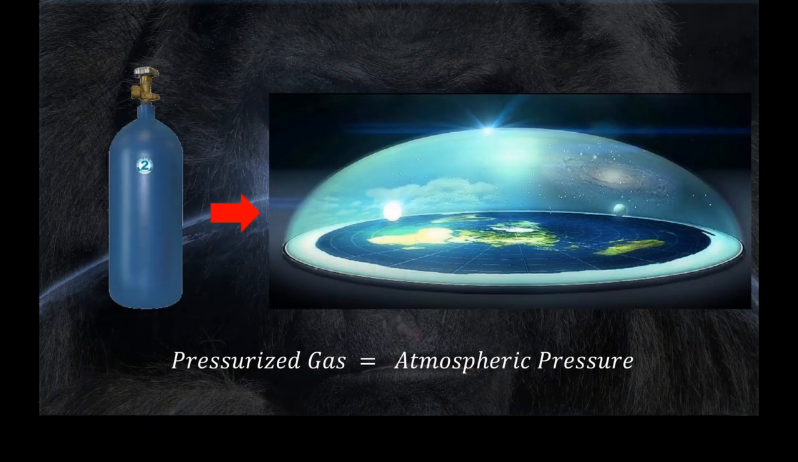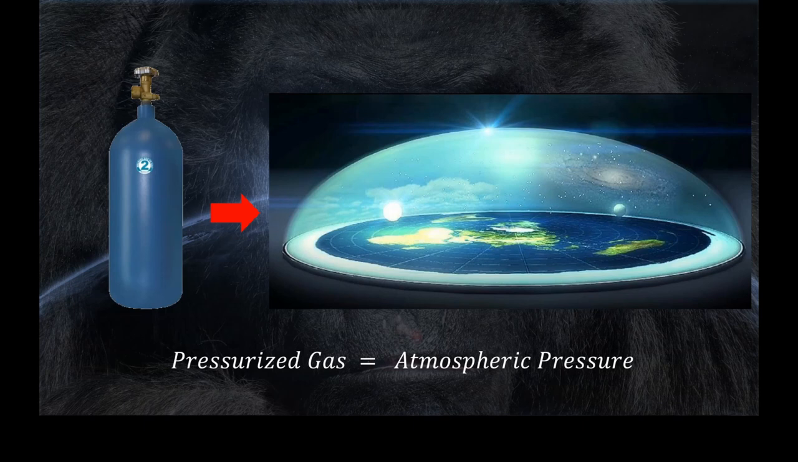Flat Earth proponents want to believe their mentors and go along with a false equivalence fallacy that pressurized gas is somehow exactly the same as atmospheric pressure. Of course it isn't. It has some similarities, but the method in which you obtain the pressurization is completely different. Now they need this because they're trying to justify the flat earth with a dome over the top of it.